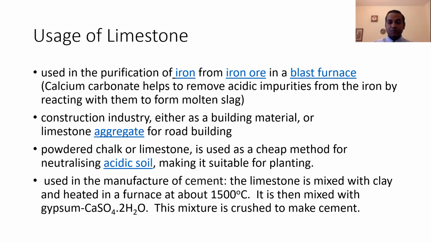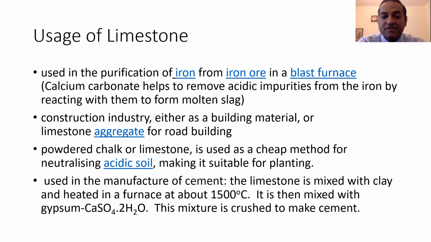Now, number 3, powdered chalk or limestone is used as a cheap method for neutralizing acidic soil to make it suitable for planting. So again, as we all know, some places are faced with acid rain. And when acid rain falls, or dissolves in the soil that is used for agriculture, that soil becomes acidic and unsuitable for planting any plants. So the farmers usually apply powdered limestone on the surface of the soil so that it can neutralize the acidic condition.